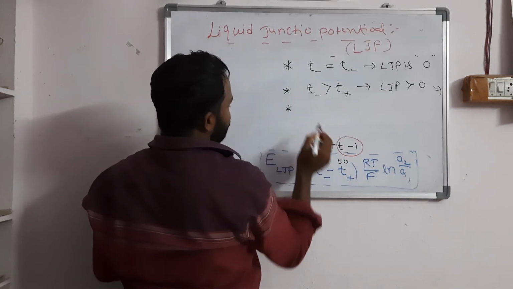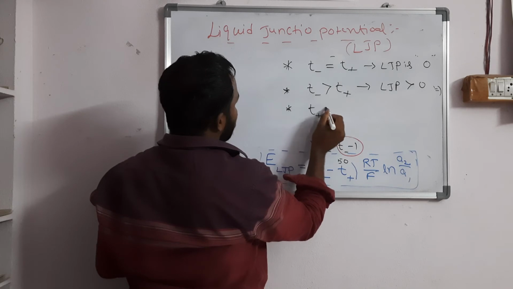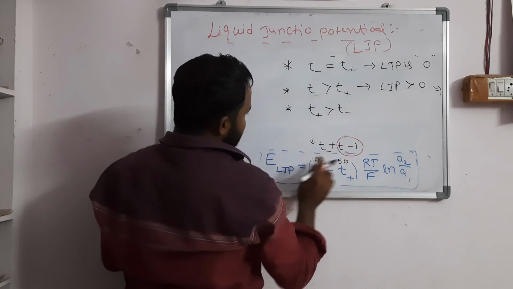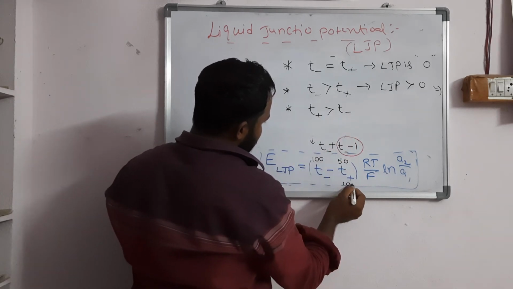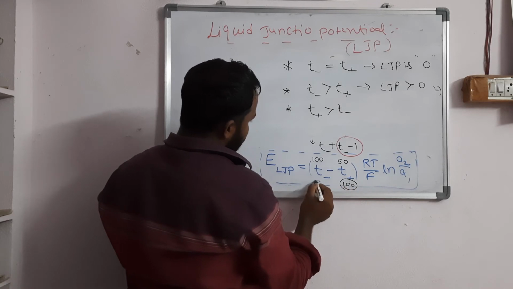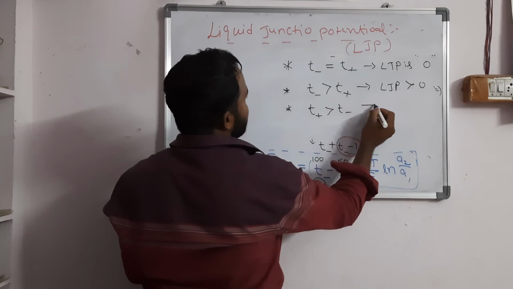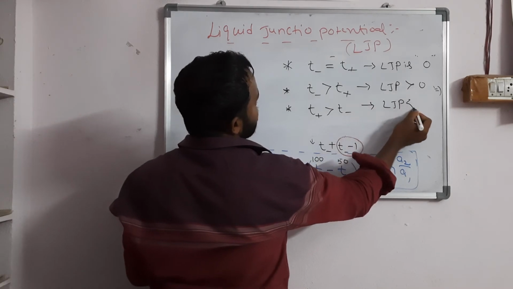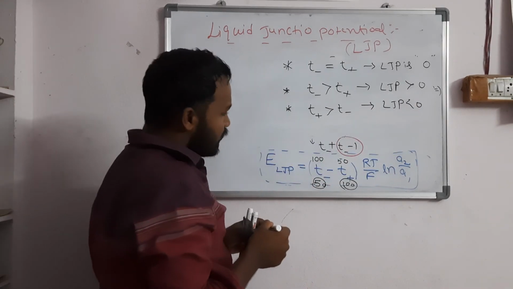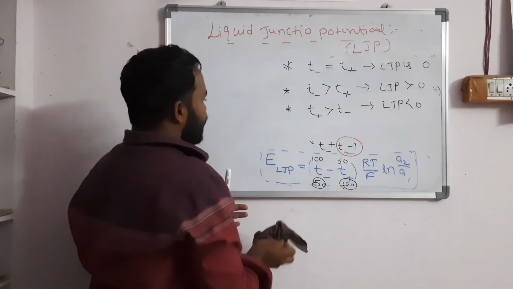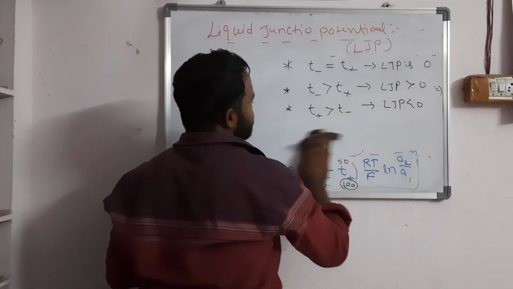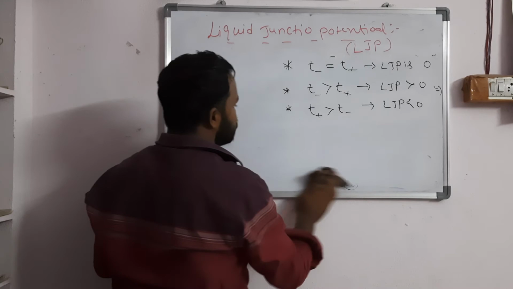In case T plus is greater than T minus, if T plus is 100, then T minus is, say, 50. So what will we get? 50 minus 100 is minus 50. So LJP is less than 0 you will get. You can write all these conclusions in the examination.